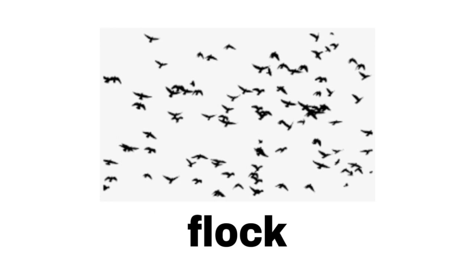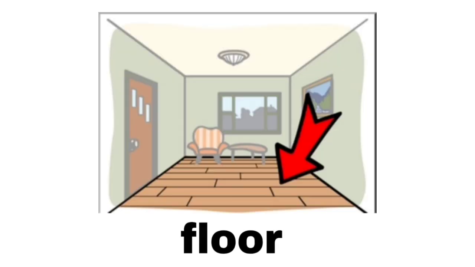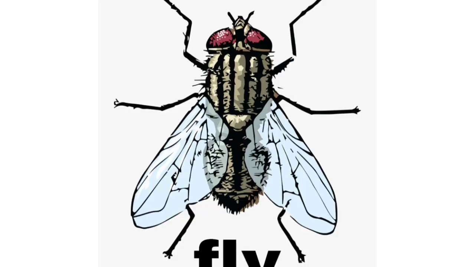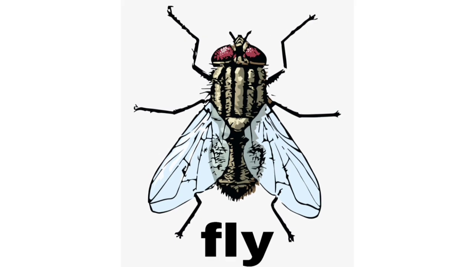Flock, flock. A number of birds of one kind feeding, resting, or traveling together are called a flock of birds. Floor, floor. The lower surface of a room on which one walks is called a floor. Fly, fly. It is an insect which moves through the air using its wings.